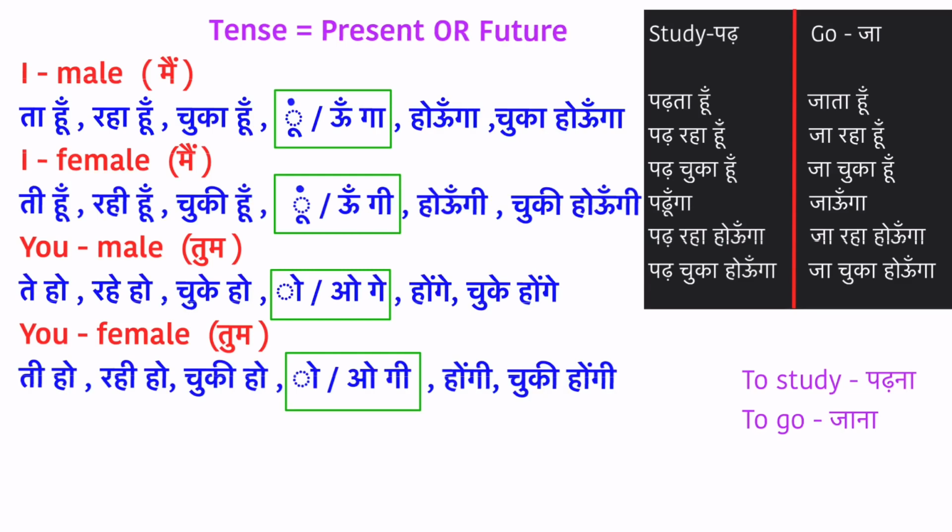You might come across the meanings like padhna or jana, but they actually mean to study and to go. So whenever we want to make sentences, we should always take only the root form, which is padh and ja. So if your subject is I, which means मैं, and he is a male, then you will add these words after the verb. And your verb will become पढ़ता हूँ, पढ़ रहा हूँ, पढ़ चुका हूँ, पढ़ूंगा, पढ़ रहा होऊंगा, पढ़ चुका होऊंगा. जाता हूँ, जा रहा हूँ, जा चुका हूँ, जाऊंगा, जा रहा होऊंगा, जा चुका होऊंगा.